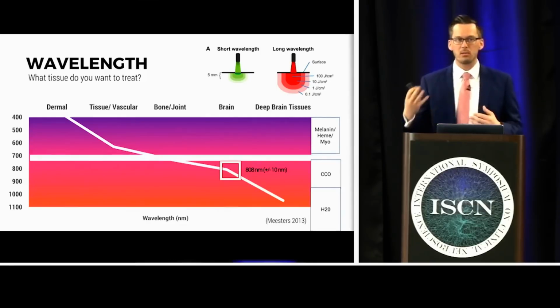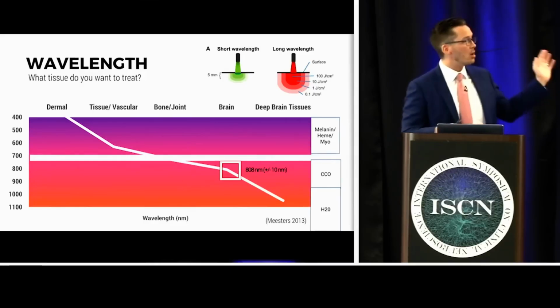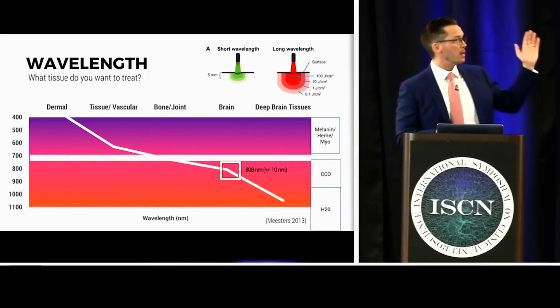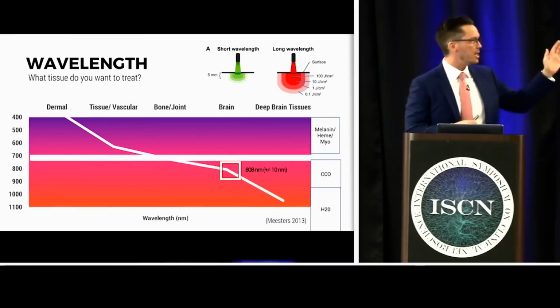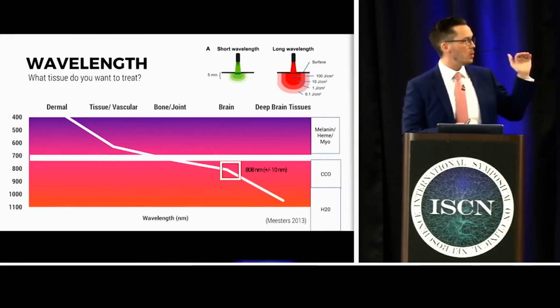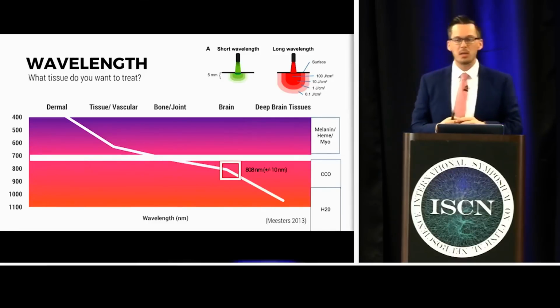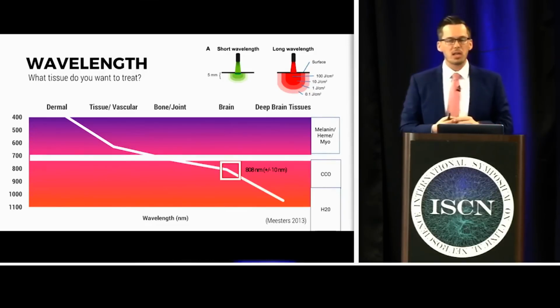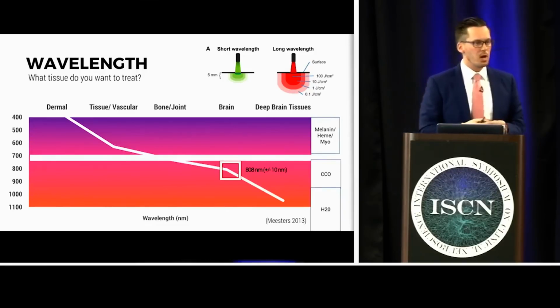And we also have to look at some of the depth. So let's go across the x-axis, and it's almost kind of like an XY coordinate system here. When you have those 400, you're looking at dermal. As we go a little bit higher in the wavelengths, we're going to look at more tissue and vascular aspects, then bone and joint. Once we cross that threshold, we're looking a little bit more at brain as the primary target.